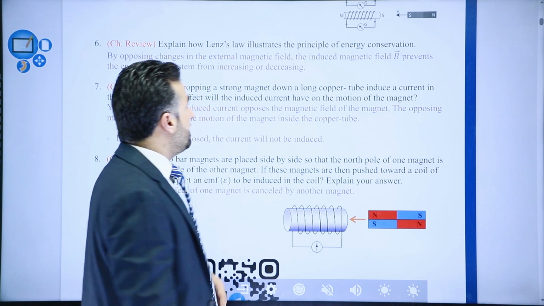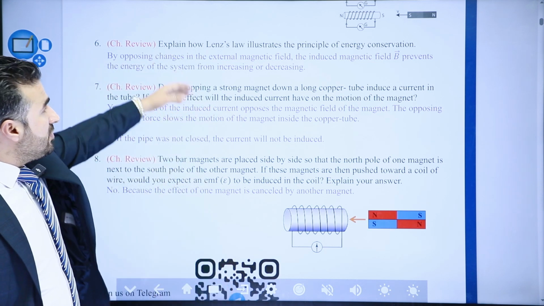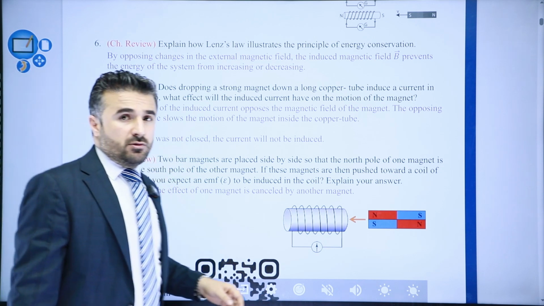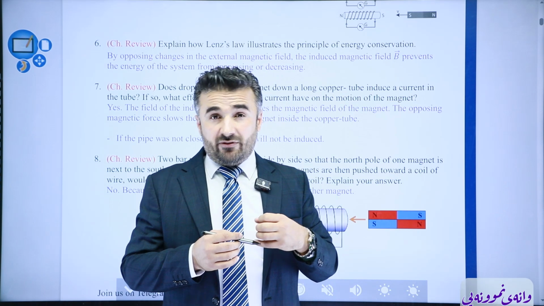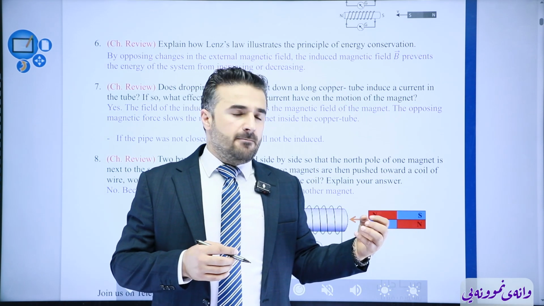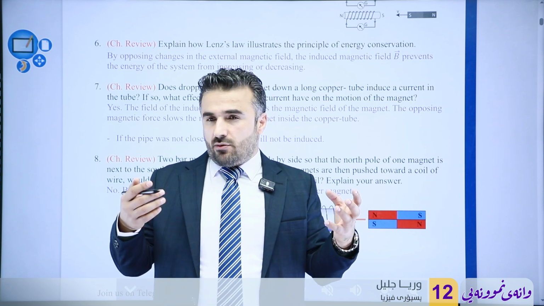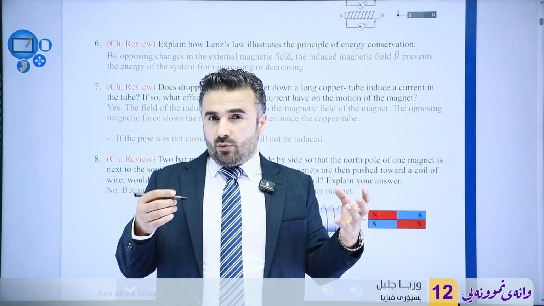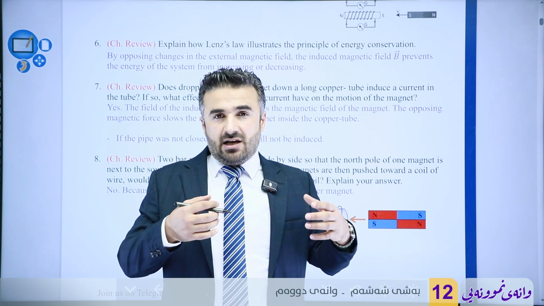So it always tries to prevent the change, by opposing the changes in the external magnetic field. Like we said, once you bring the magnet closer, the external field tries to increase, so the current that is created will have a magnetic field that opposes this, to keep the total the same.